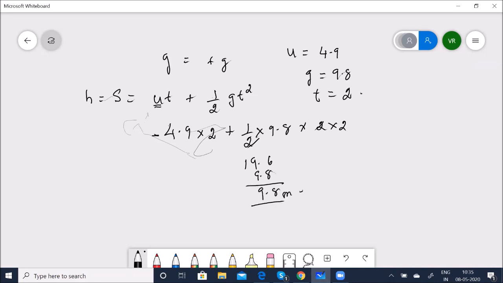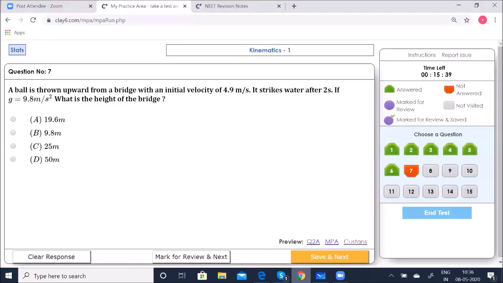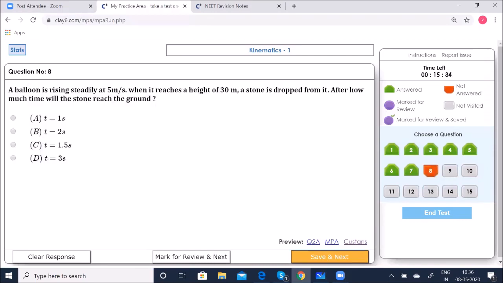Let us see which option is correct. Remember, since it is going in the downward direction, we are taking the velocity u to be minus 4.9. So it is going to be 9.8. Yes, B is correct. Let us save that and go to the next one.